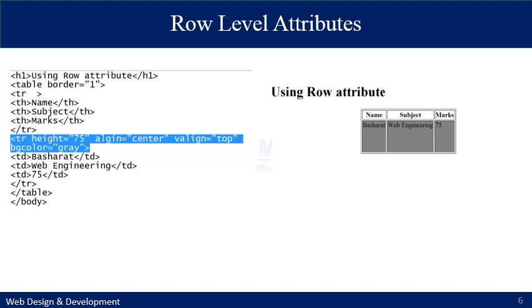This slide shows the row level attributes. For example, you have the same table like the previous one. You have the table header with the name, subject, and marks, and you move to the next row. You have specified the height. That means this row is larger than the previous row, and you specify the 3 values: you specify the name, you specify the subject, and you specify the marks.